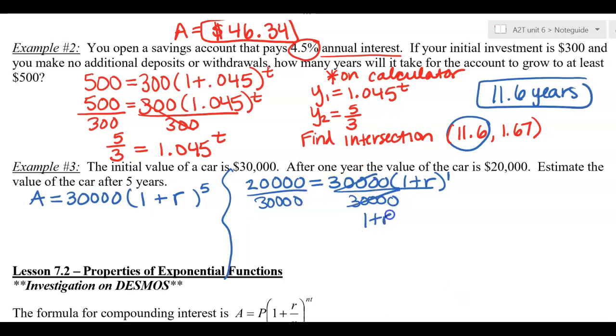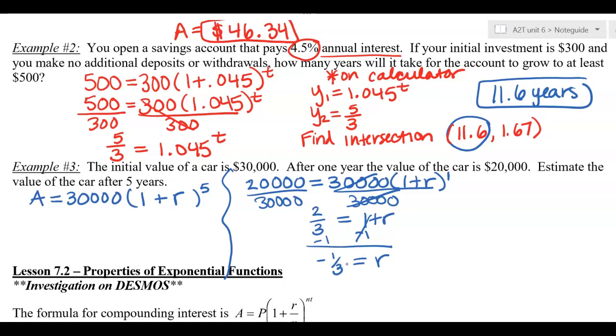And I'm going to get that 1 plus R, and I'm going to be super thankful they gave me a 1 year piece of data instead of a 5 year piece of data, so I don't have to deal with any radicals or anything. Okay, so 2/3 is equal to 1 plus R, and if I subtract 1, then I get that my rate is equal to negative 1/3. Now, does it make sense in this scenario that the rate came with a negative? Yes, because this isn't appreciating, it is depreciating.